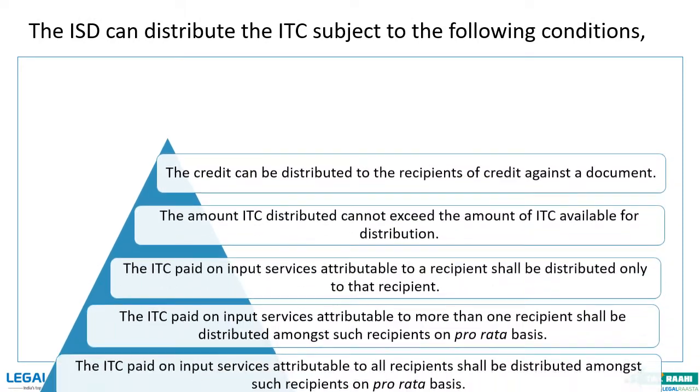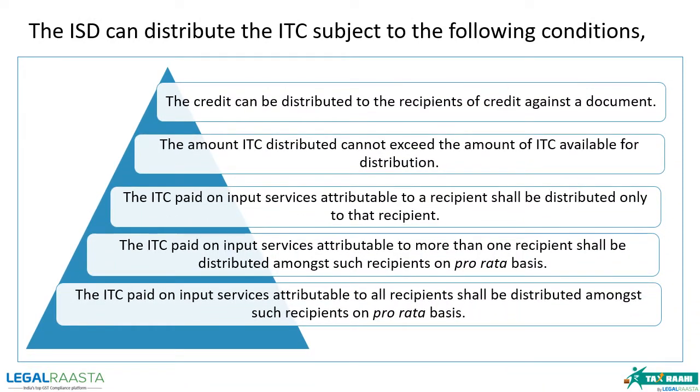Input tax credit claim distributed by an ISD is subject to some conditions. For example, the credit can be distributed to the recipients of credit against a document. The amount of ITC distributed cannot exceed the amount of ITC available for distribution, etc.